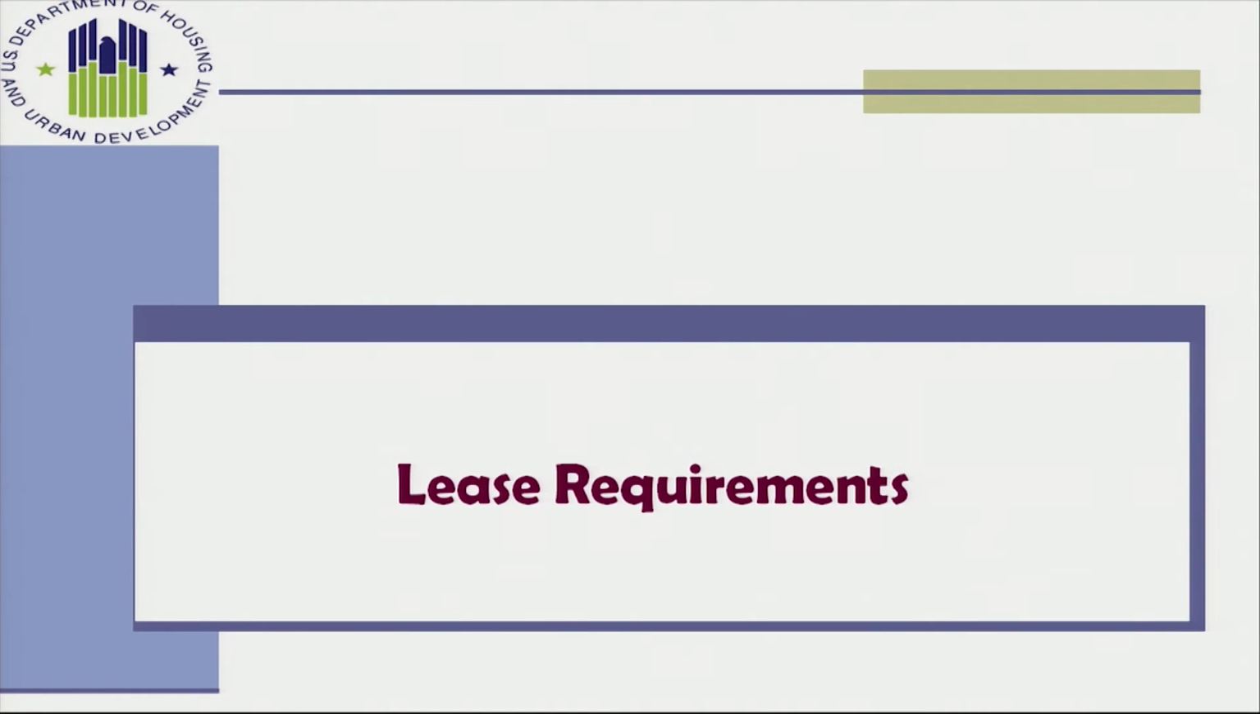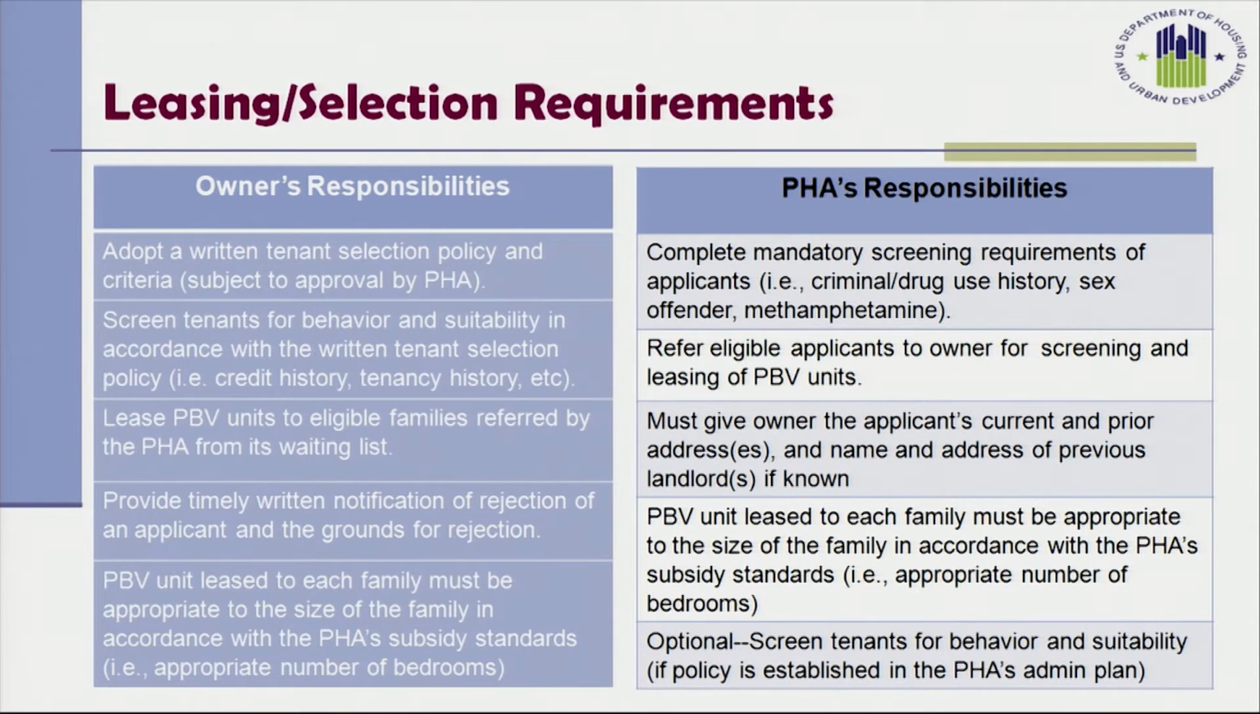Lease requirements. The owner and the PHA have certain responsibilities in leasing and selecting participants to occupy PBV units. Owner's responsibilities include adopting a written tenant selection policy and criteria subject to PHA approval. Owners are required to screen tenants for behavior and suitability in accordance with the written tenant selection policy, such as credit history, tenancy history, those sorts of criteria.